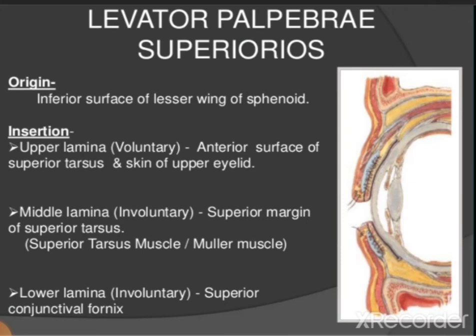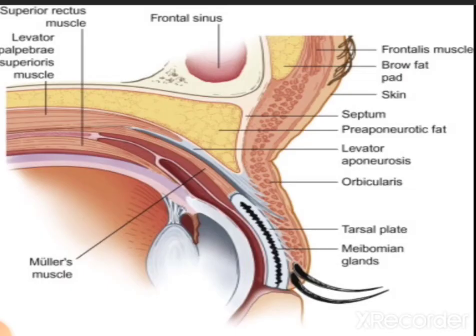Now, levator palpebrae superioris originates from the inferior surface of the lesser wing of the sphenoid, and it has 2 lamina for the insertion. The upper lamina is voluntary, the middle is involuntary, and the lower lamina is again involuntary. The upper lamina is inserted on the anterior surface of the superior tarsus and the skin of the upper eyelid, while the middle lamina is inserted on the superior margin of the superior tarsus, and the inferior lamina is inserted on the superior conjunctival fornix. So here we can see the 3 laminae of the LPS.